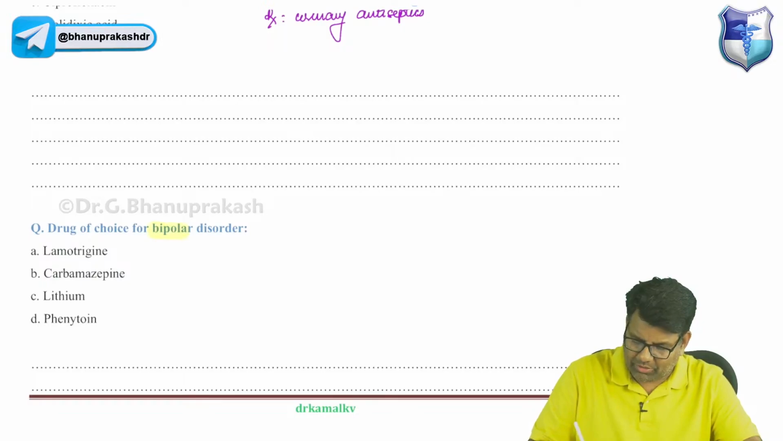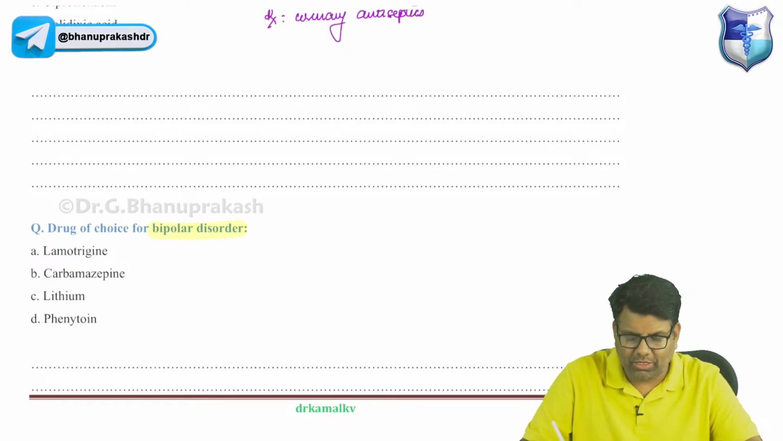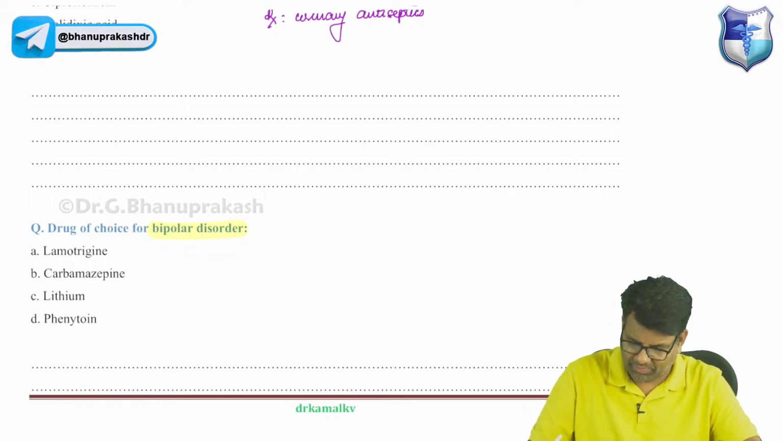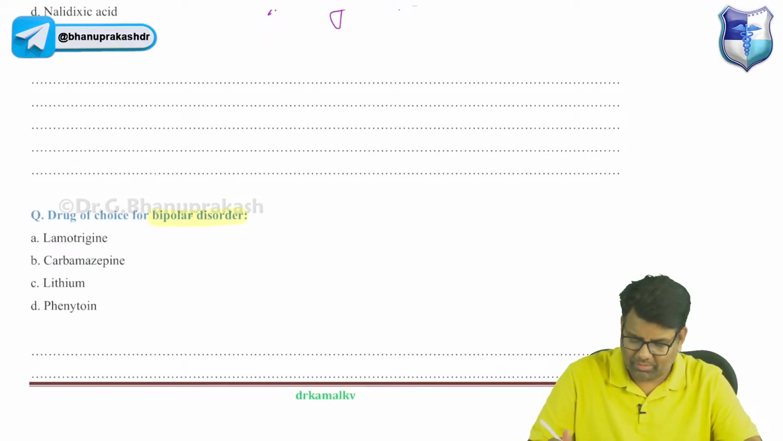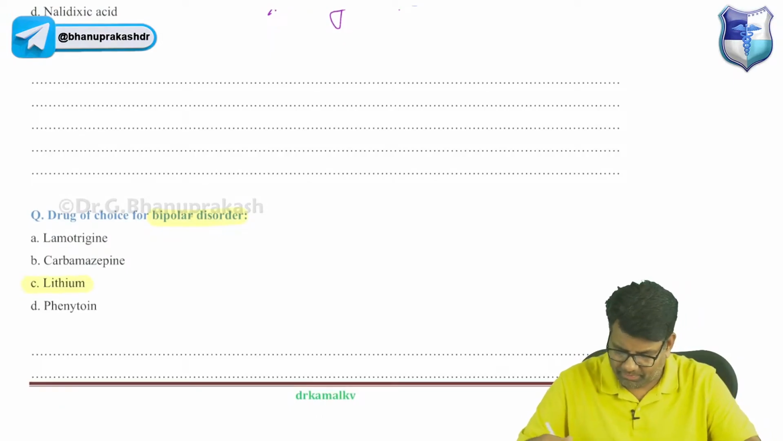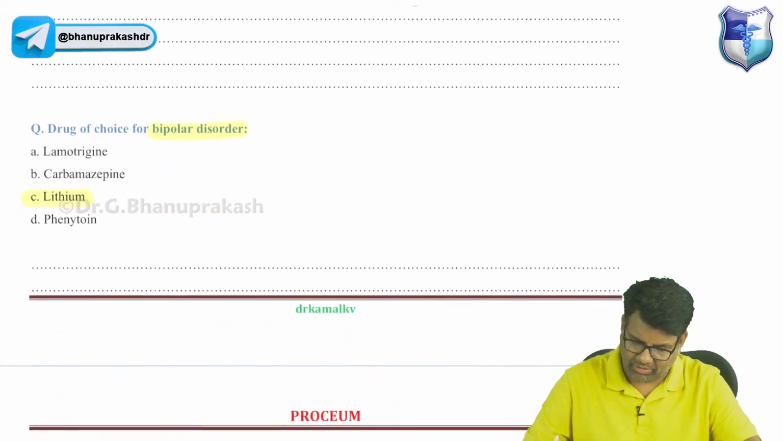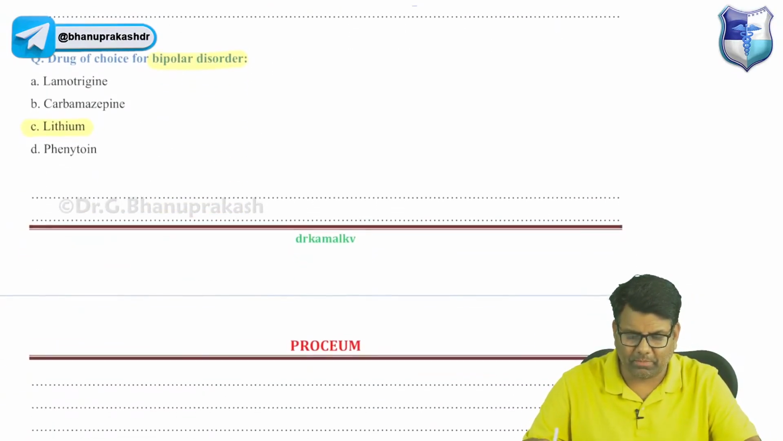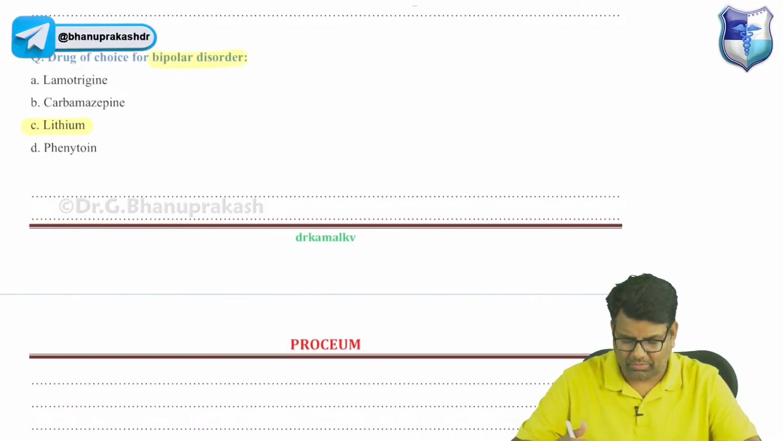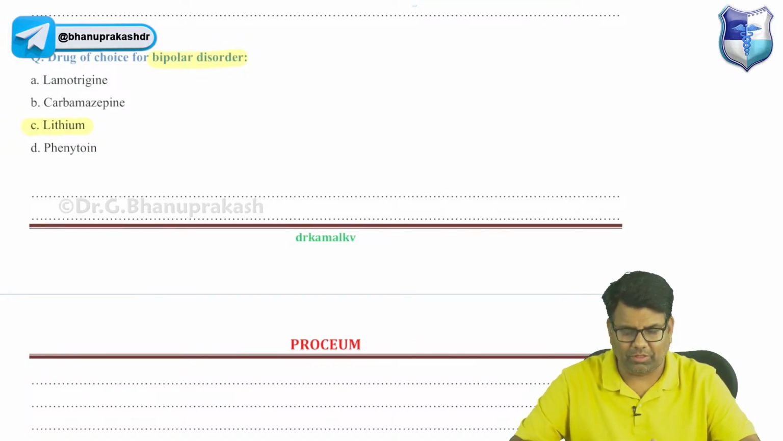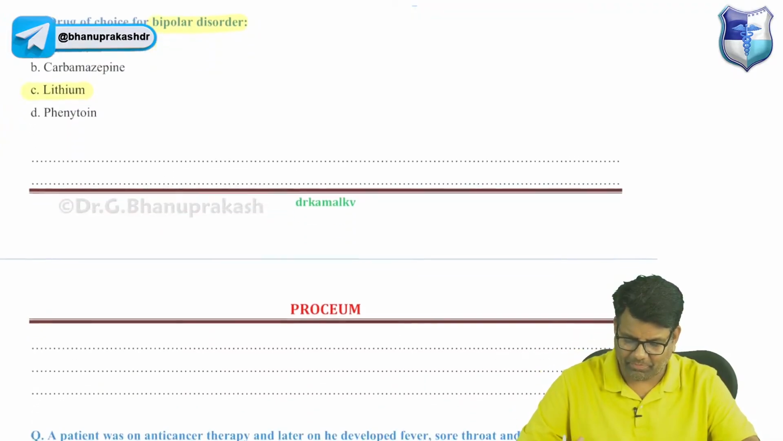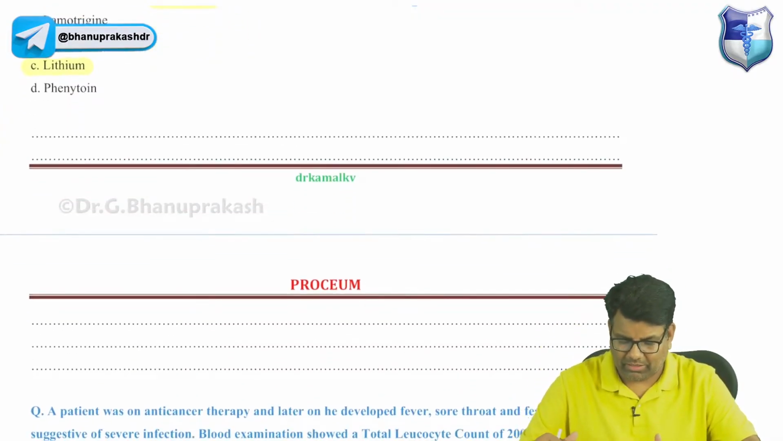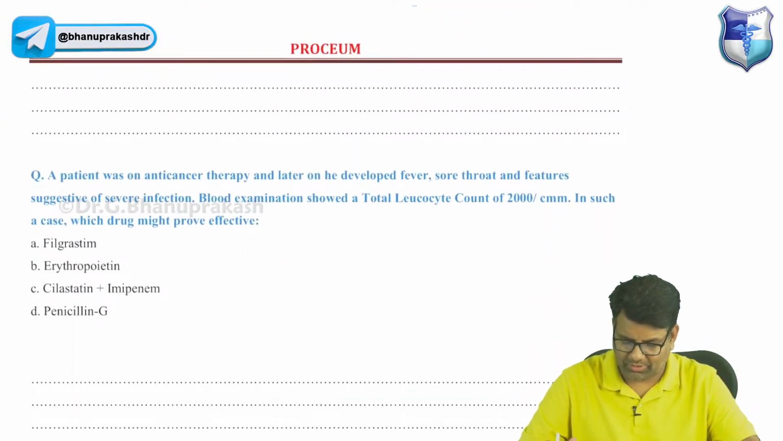For bipolar disorder, what needs to be given? This is lithium for bipolar. Yes, we can use lithium with antipsychotics, but theoretically, if there is a question, you have to mark lithium. Need to give antipsychotics in combination as well.